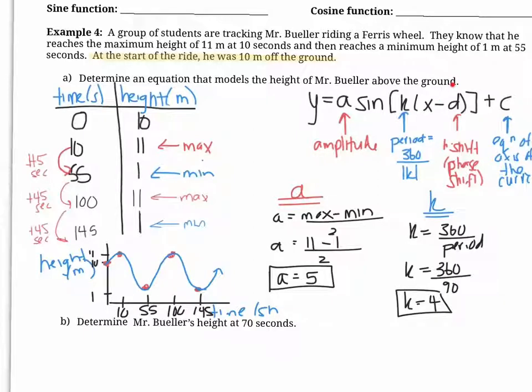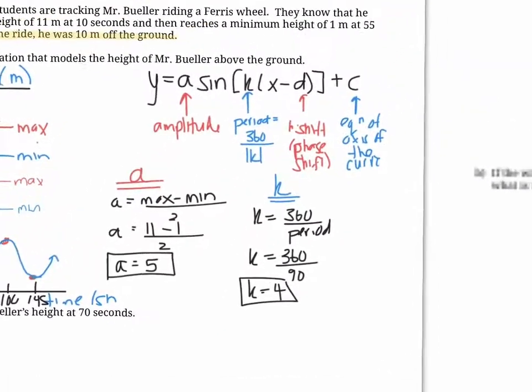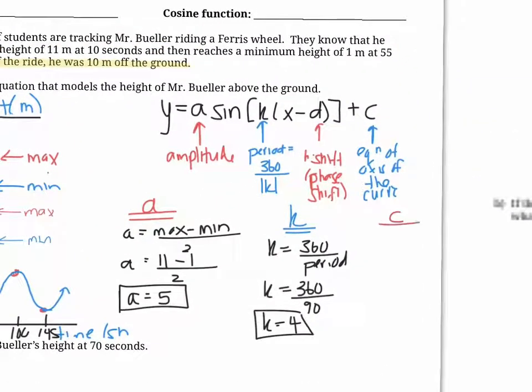Let's leave the horizontal shift just for a second, and let's figure out our C value. So we know C is just the equation of the axis of the curve. How do we come up with C? We know how to do that. The equation of the axis of the curve, so we'll call it y equals, is just max plus min divided by 2. Max plus min divided by 2.